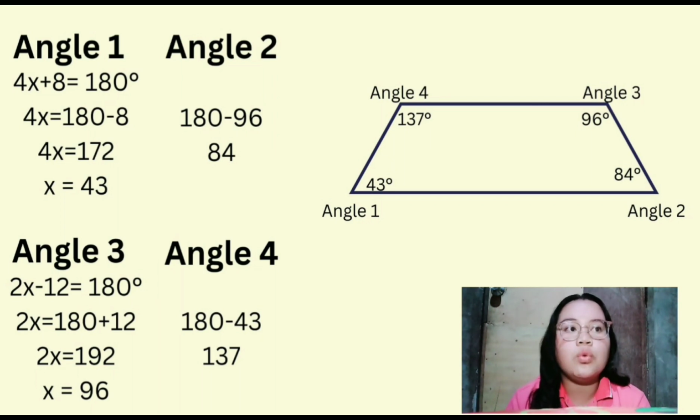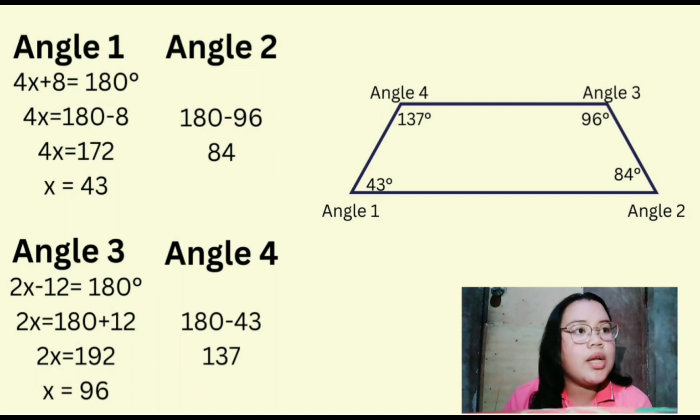For angle 2, we just subtract 96, the answer for angle 3, from 180. So 180 minus 96 is equal to 84. So our angle 2 is 84 degrees. And for our angle 4, we subtract again, 180 minus 43 is equal to 137.